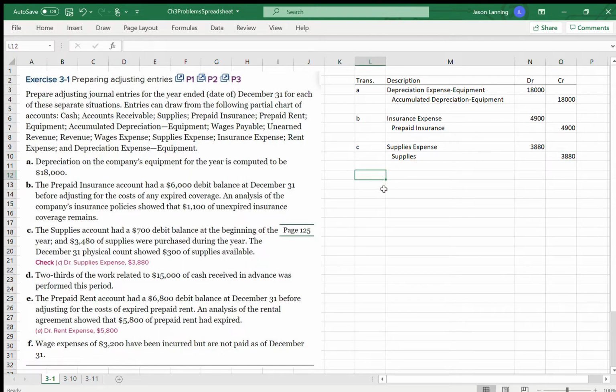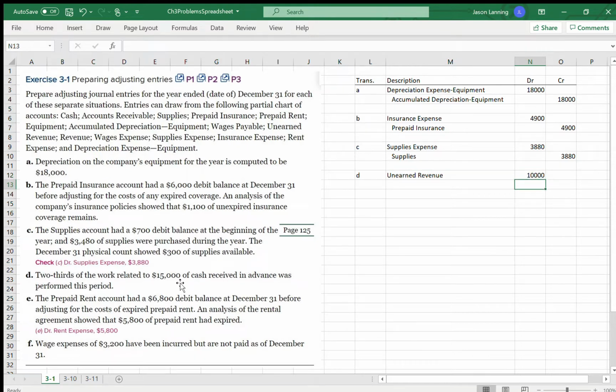Now we have D. And for D, it says 2/3 of the work related to $15,000 of cash received in advance was performed this period. So what they're saying is we received $15,000 ahead of time for work we didn't do, but we've completed 2/3 of that work. So if we were to multiply 15,000 by 2/3, we'd see that now we need to record revenue of $10,000.